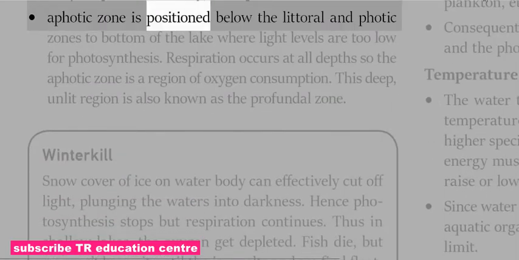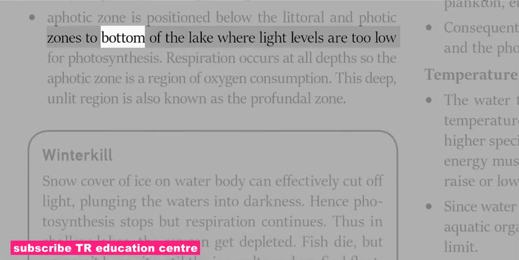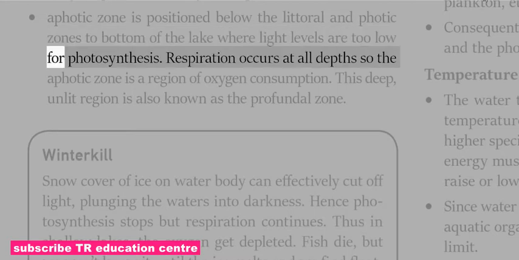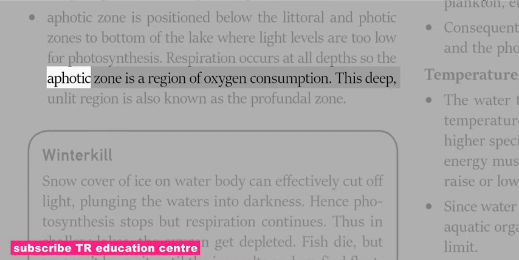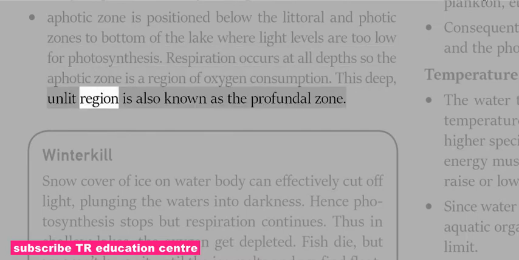The aphotic zone is positioned below the littoral and photic zones to the bottom of the lake where light levels are too low for photosynthesis. Respiration occurs at all depths, so the aphotic zone is a region of oxygen consumption. This deep, unlit region is also known as the profundal zone.